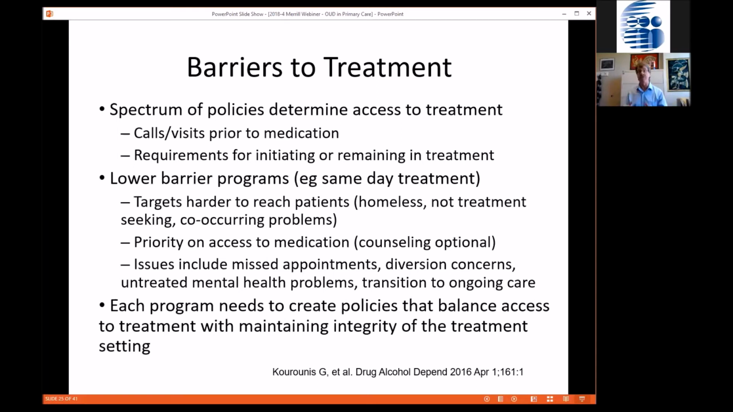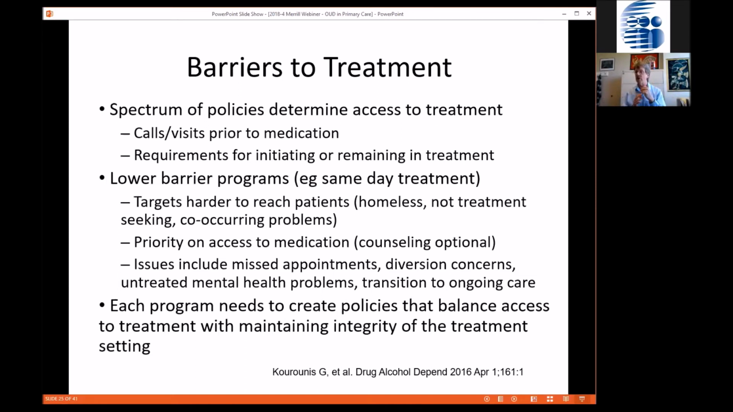Or on the other end, what about requirements? Maybe there are other requirements for starting the medicine or for staying in treatment. Maybe some practices might say, if you're using meth, forget it. You have to go to a different level of care. Or some other programs might say, well, no, we'll keep them in. So it's a spectrum of policies that primary care clinics have to figure out. What are we going to do?